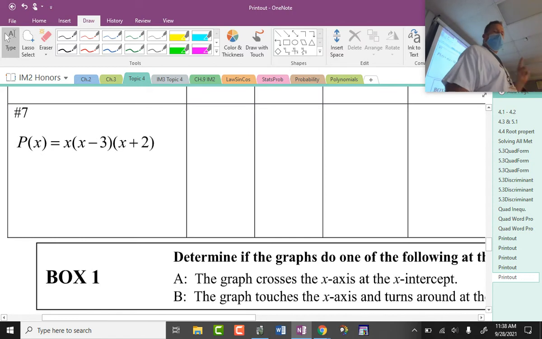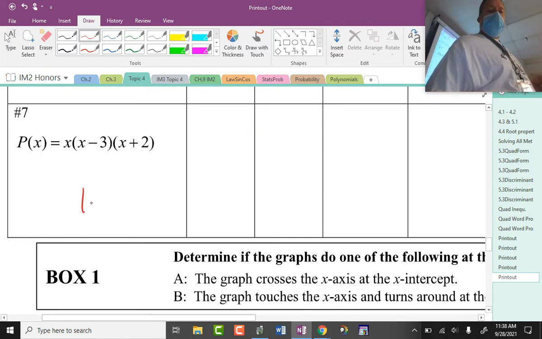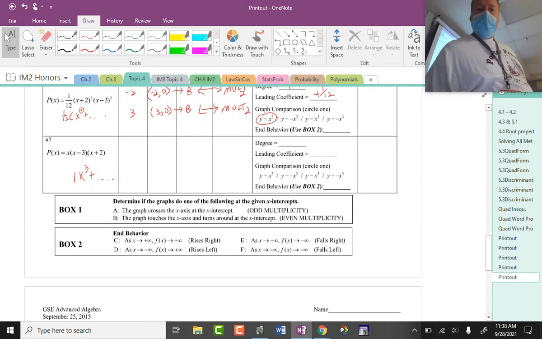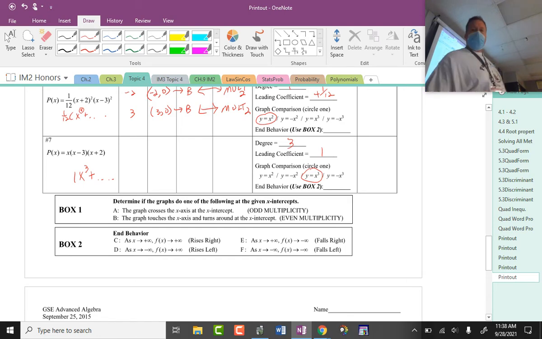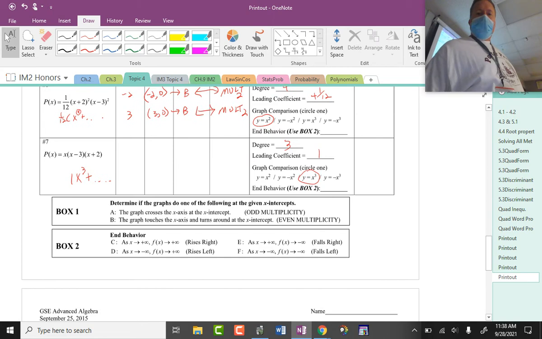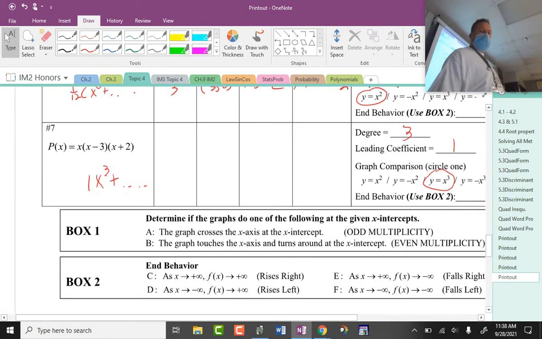By the way, if I multiplied this out, this would be x to the what? It would be 1x to the third plus dot, dot, dot. There'll be an x squared, an x, a constant. But the leading top dog would be x times x times x, 1x cubed. So yet again, degree is 3, leading coefficient is 1. We are looking like that for our end behavior. What are they asking for in this last box? Maximum number of turning points. We'll work with that later. Not too concerned with that.